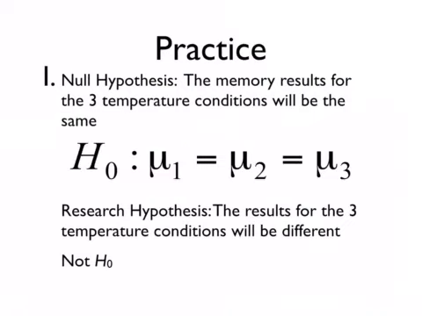Our research hypothesis: the results for the three temperature conditions will be different. And our mathematical representation is not the null. Remember, that's because there's so many different ways that we can have a difference between these three groups. Remember, this is an omnibus test, that there's a difference somewhere in this data. We just don't know where that is yet.